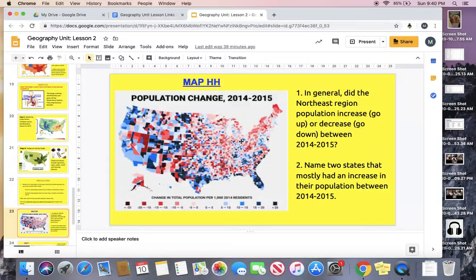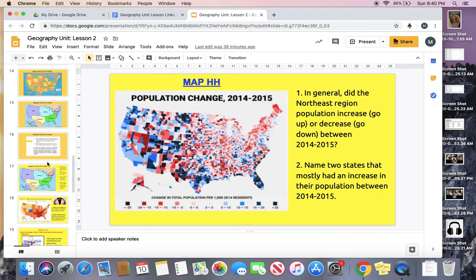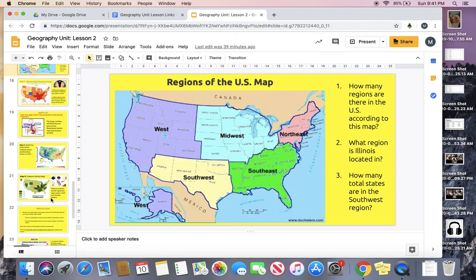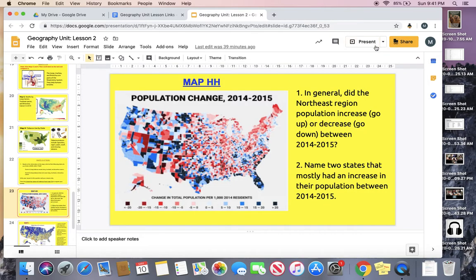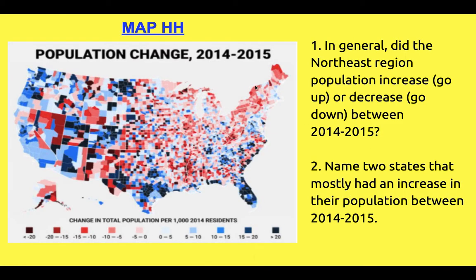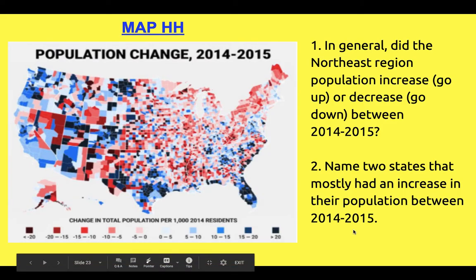So when we look at the Northeast region, if we go back to our regions map, we notice that the Northeast region is over here. So we want to make sure that we reference that when we're looking at the map here. Okay? And you'll look back at the scale over here, because it's mostly reddish. Number 2 is name 2 states that mostly had an increase in their population between 2014 and 2015. 2 states that mostly had an increase.